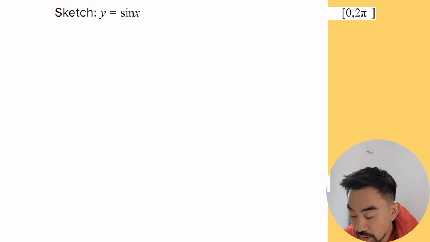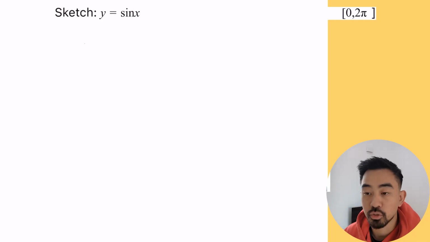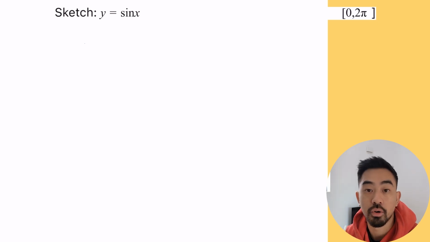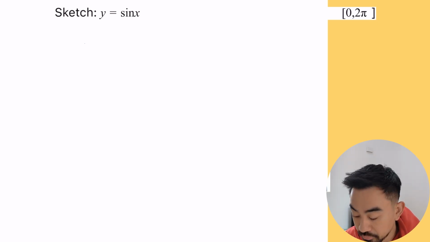So today we're going to be looking at sketching sine curves and how to deal with a few different variations if they want you to move it left and right or up and down. Okay, so let's get into it.